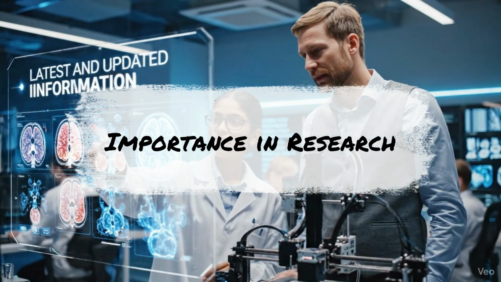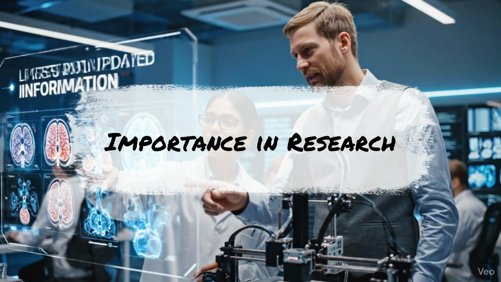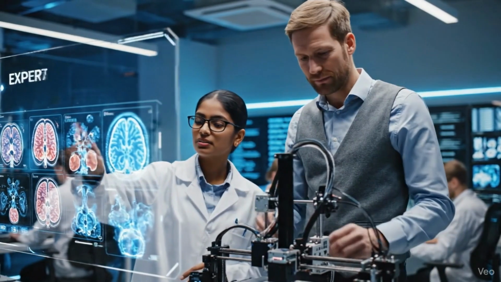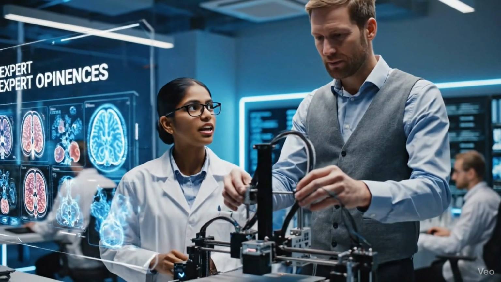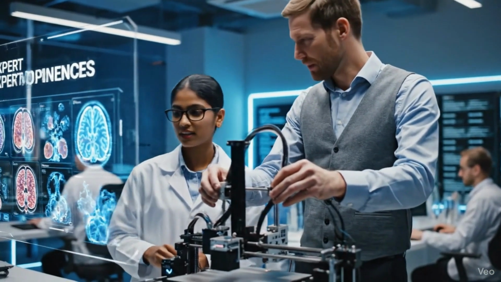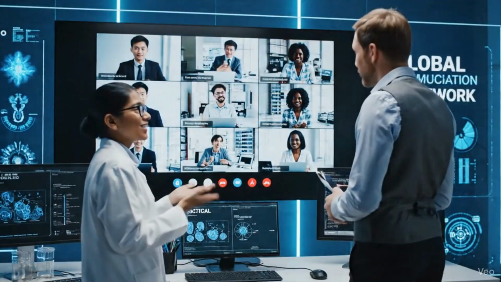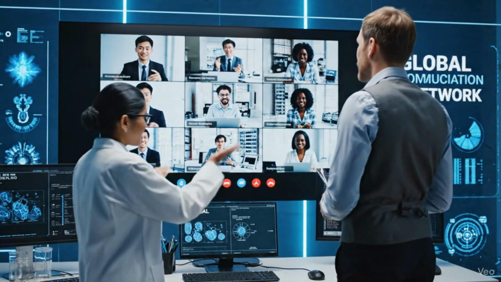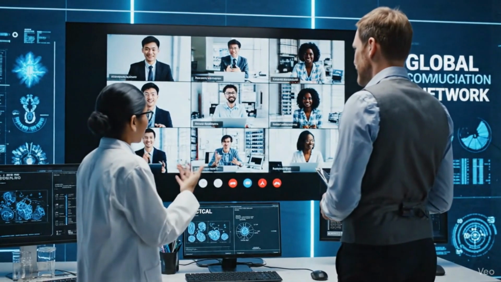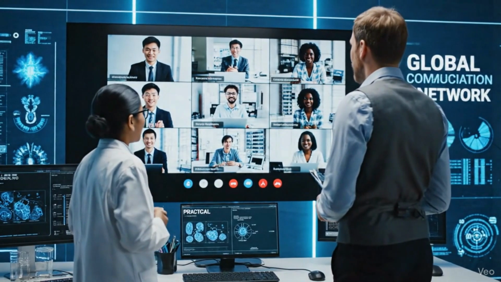Importance in research. Non-documentary sources are highly valuable in research because they provide the latest and updated information before it's published. They offer direct access to expert opinions. They include practical experiences not found in written documents. They broaden the communication network among researchers and professionals globally.